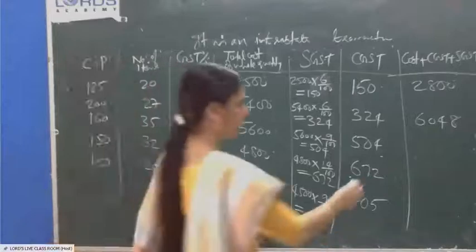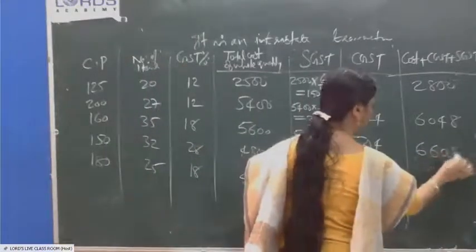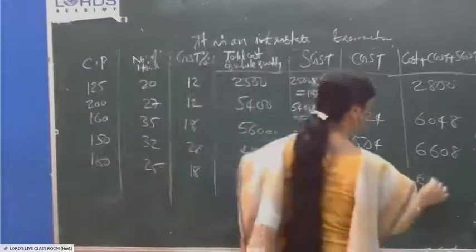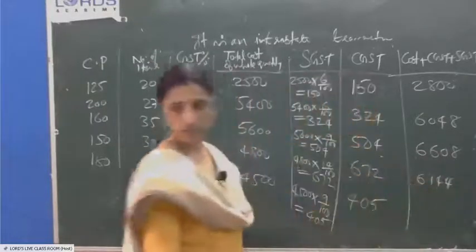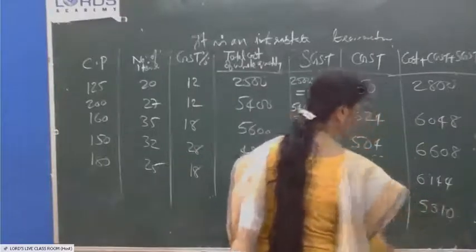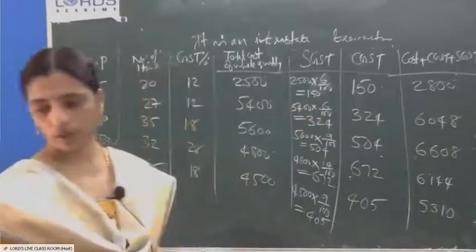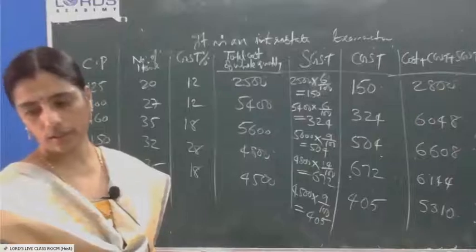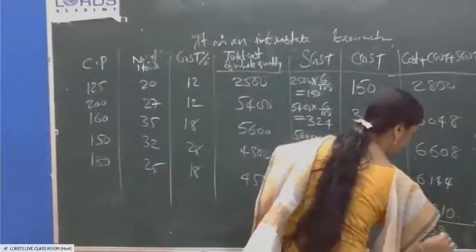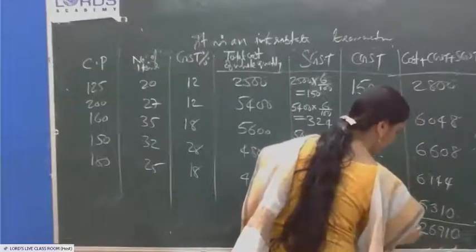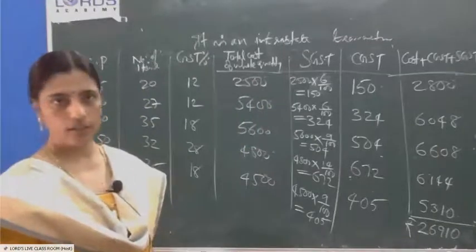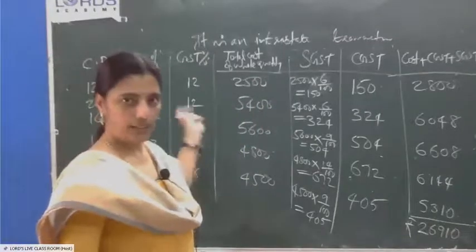The other one, 6,608. Next one, 6,144. Then 5,310. So total 26,910. Rupees 26,910. You write there, no? Not there. After that you have to write amount of bill.